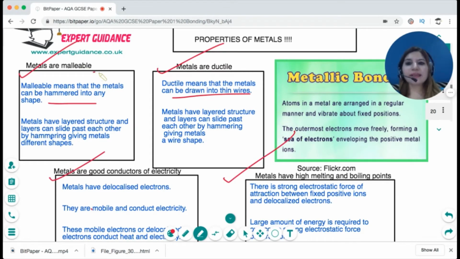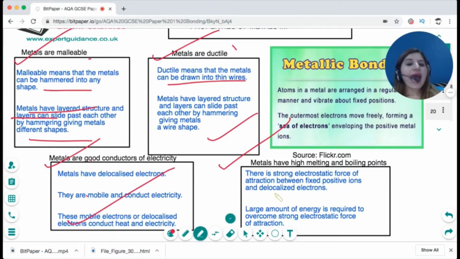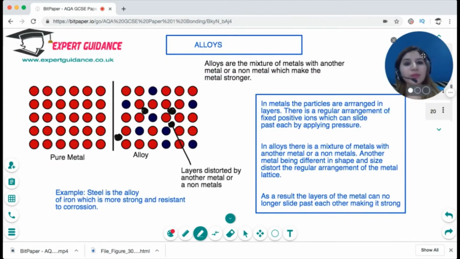So why are metals malleable? Because metals have layered structures. They can slide past each other with just a little hammering. Ductile, again, because they have a layered structure, they can be drawn. They are good conductors of electricity because there are mobile electrons. There are delocalized electrons which can conduct electricity. And due to the strong electrostatic force of attraction between fixed positive ions and delocalized electrons, they have high melting and boiling points. Next is a very important concept of an alloy.